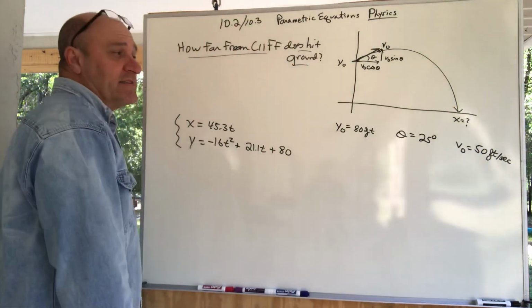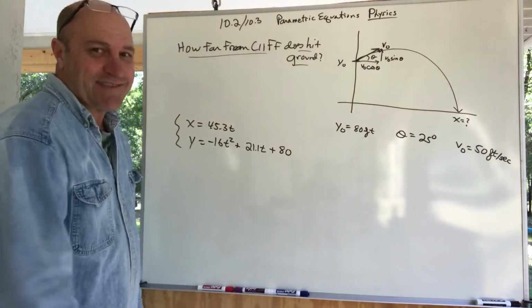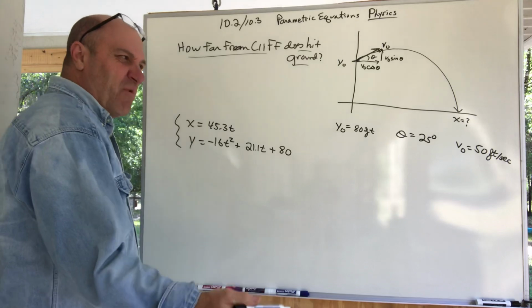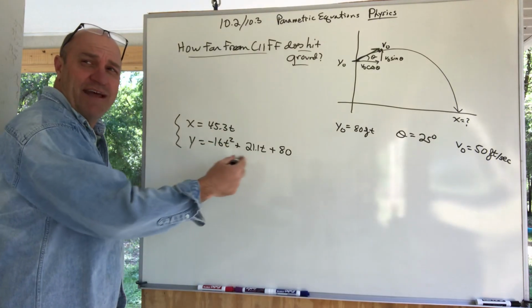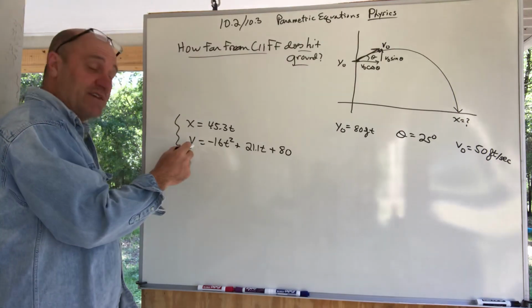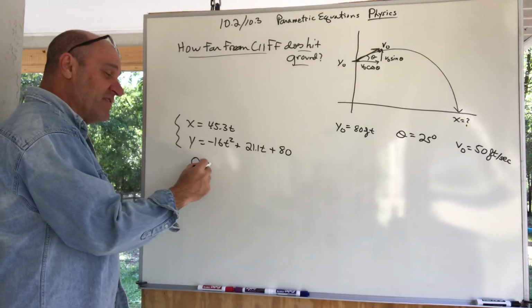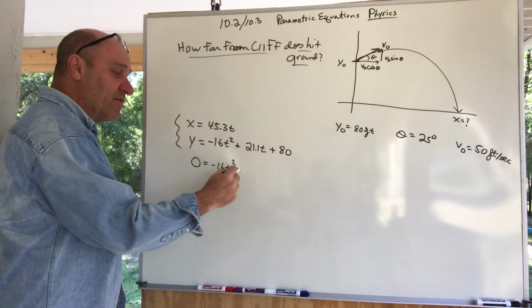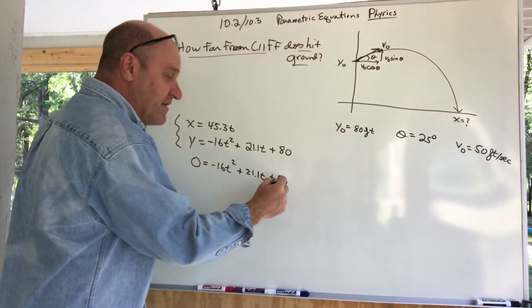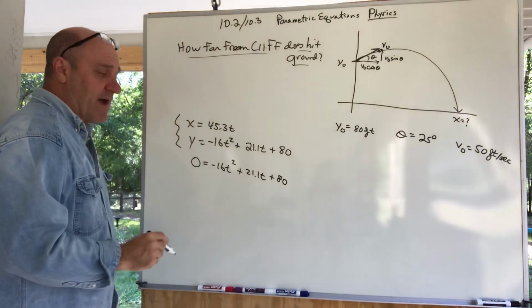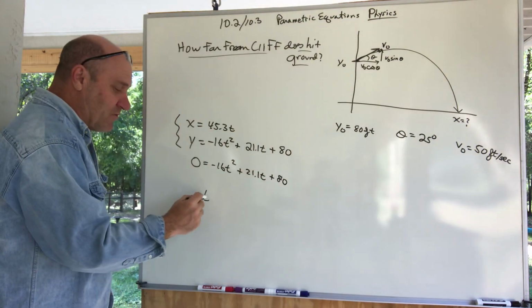I'm looking for x at the moment it hits the ground. To determine when it hits the ground, I don't use x, though. That's when y is 0. So I need to find the time it takes to hit the ground. That makes me solve this equation, and I'm sorry, but that's a little quadratic formula.